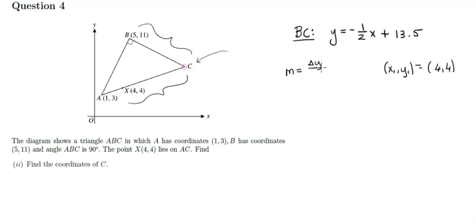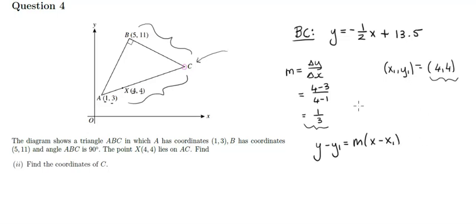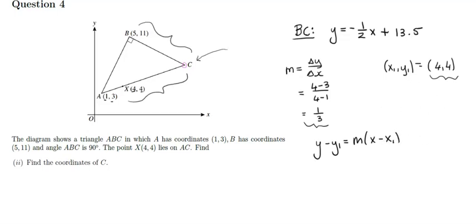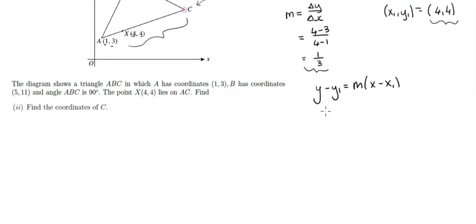So the gradient is change in y over change in x. So change in y, we can say 4 minus 3, over change in x, which will be 4 minus 1. So this is going to be 1 over 3. So now we have the gradient. We have a point on the line of AC. We can now use the formula or equation y minus y1 is equal to m times x minus x1, and we just sub these values in and simplify to get the equation of AC.